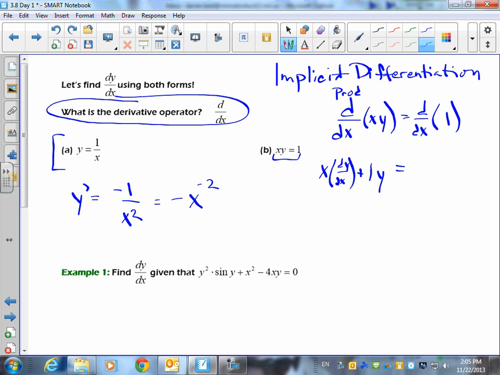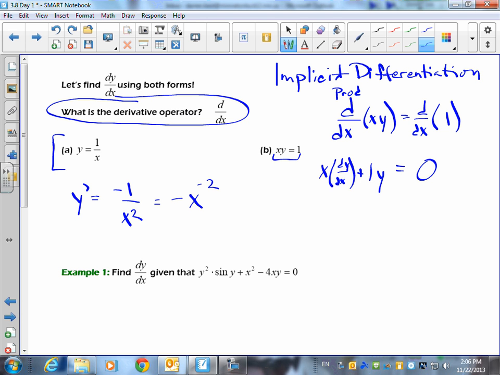Equals. Now I'm going to do the same thing on the right-hand side. What is the derivative with respect to x of 1? Everybody in unison. 0. Good, because it is a constant. The derivative of a constant is 0. Good so far? What was our goal? Find dy dx. Okay, we differentiated the equation, but there's one more step in this. What does the command say? Find dy dx. Do we have dy dx yet?